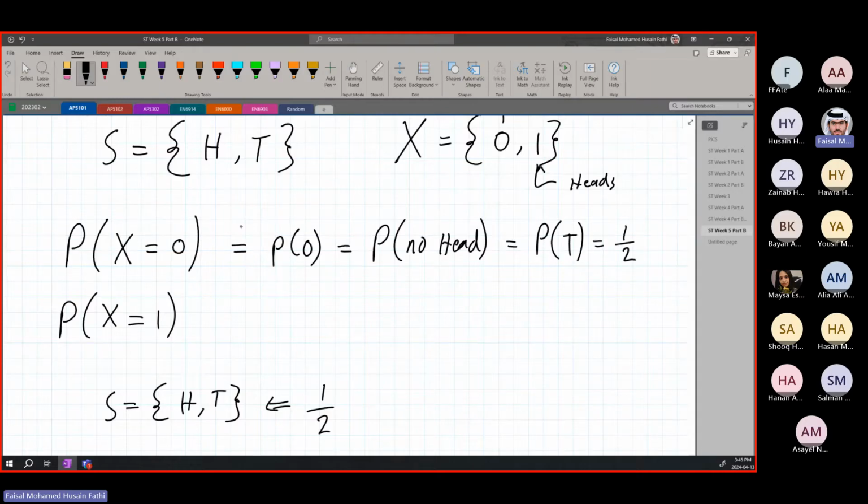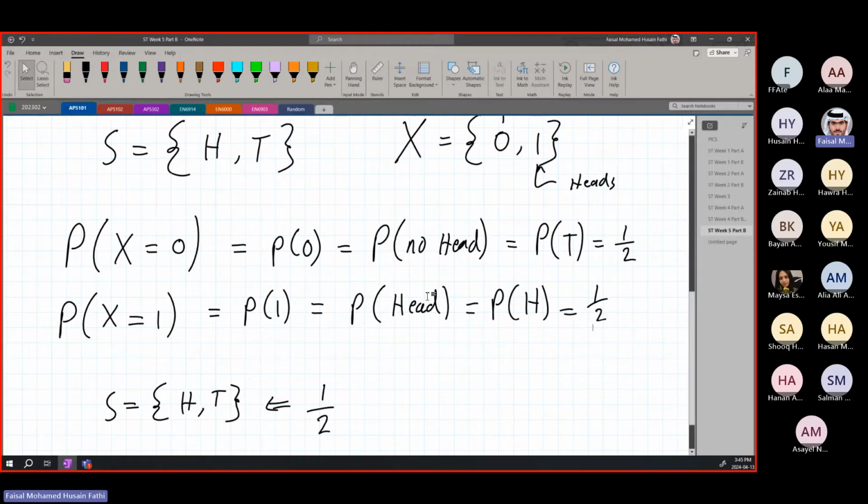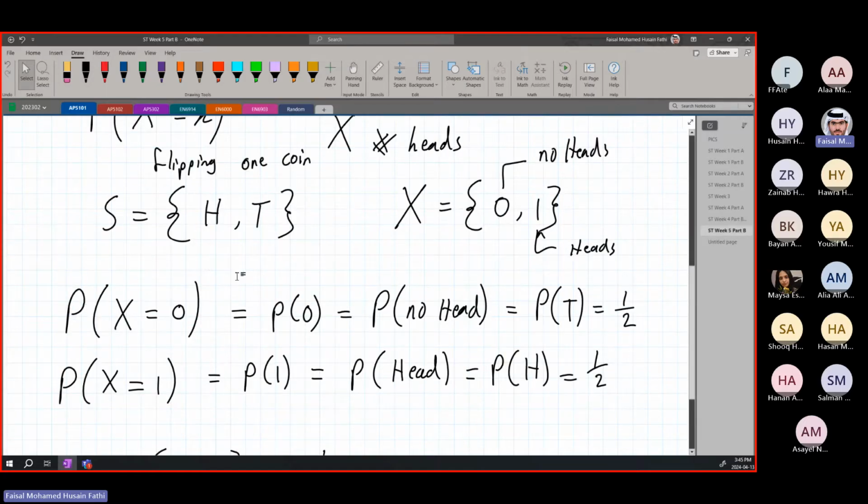The same thing can be done for x equal 1. It is going to be the probability of 1, which is equal to the probability of getting head. Or in other words, it's the probability of getting H, which is also half in this case. All right? This is the basic notation of how you would write it.